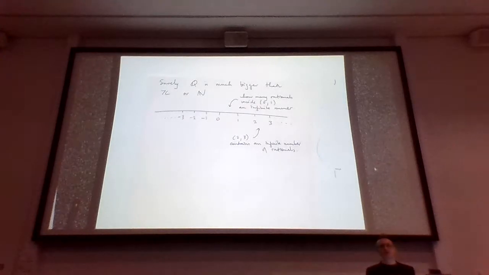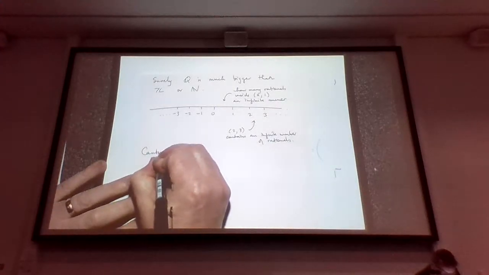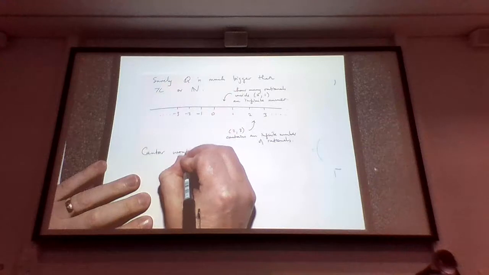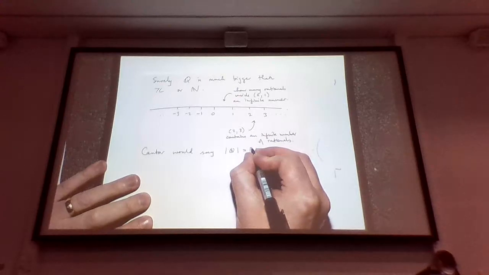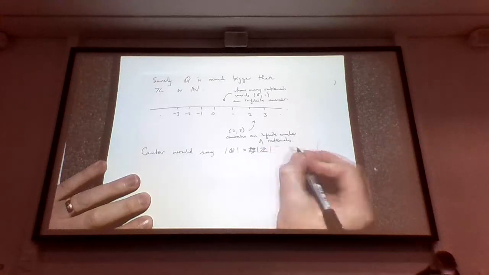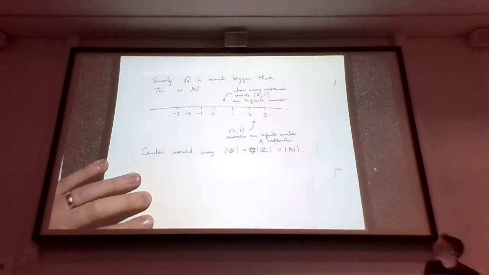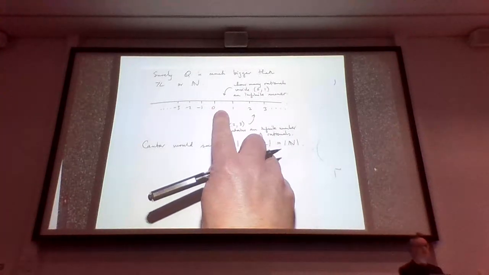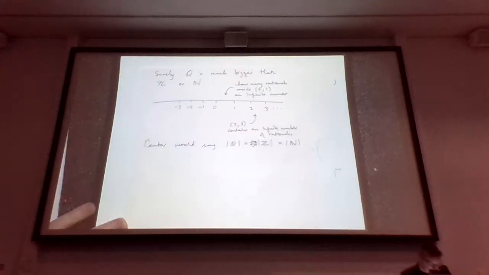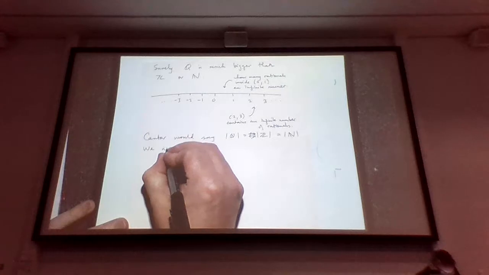So surely there's way more of them than there are integers. And this is where what Cantor was saying really started to upset people. Okay? Cantor would say that the size of the rational numbers equals the size of z, which is equal to the size of n, we've already seen. Rubbish. How could they be the same size? There's an infinite number of them anywhere you look. Okay? But we need to count them in a clever way.